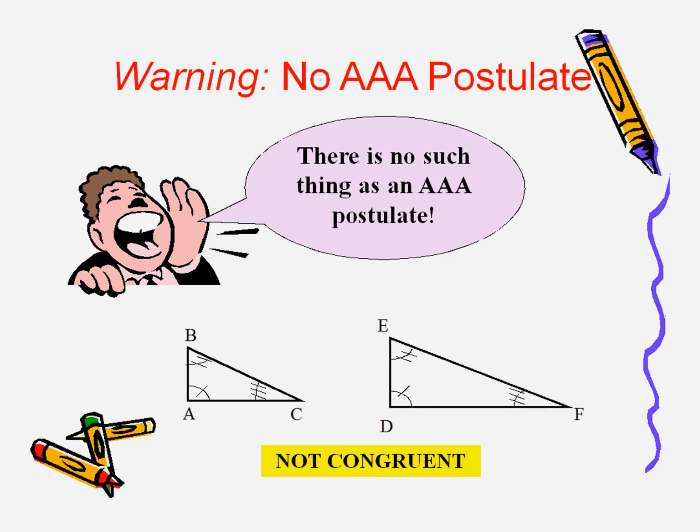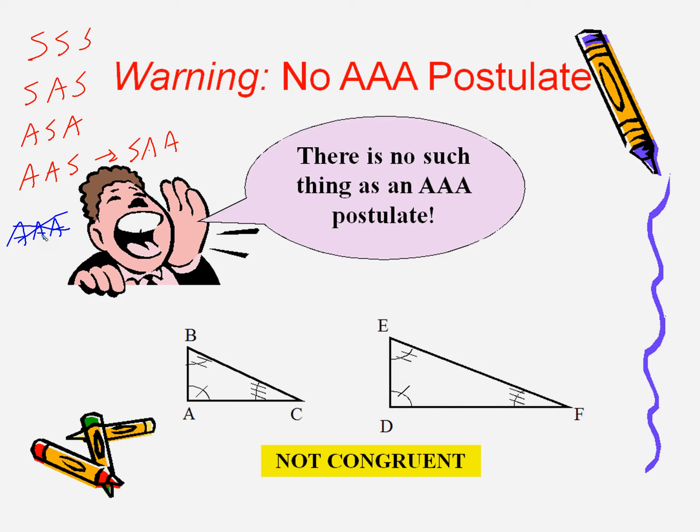Now we've seen these four things: side, side, side; side, angle, side; angle, side, angle; and angle, angle, side, which we could also write as side, angle, angle. With all these different combinations, we might think, well, maybe angle, angle, angle is another combo that might work. Well, angle, angle, angle does not work. Notice these two triangles: their three angles are congruent to these three angles, but they are definitely not congruent. So this is a no-no. You can't use angle, angle, angle, or AAA.